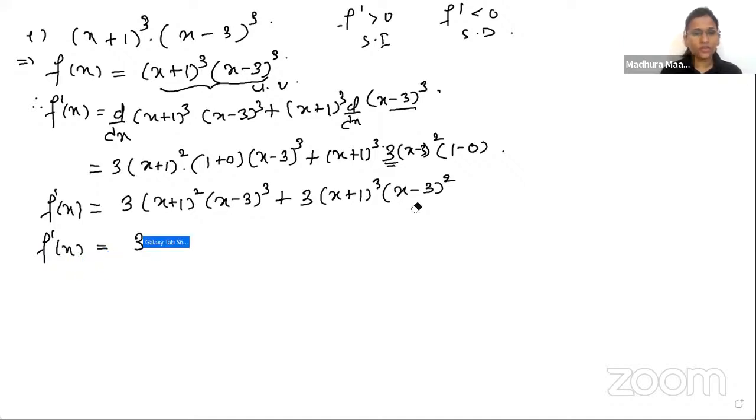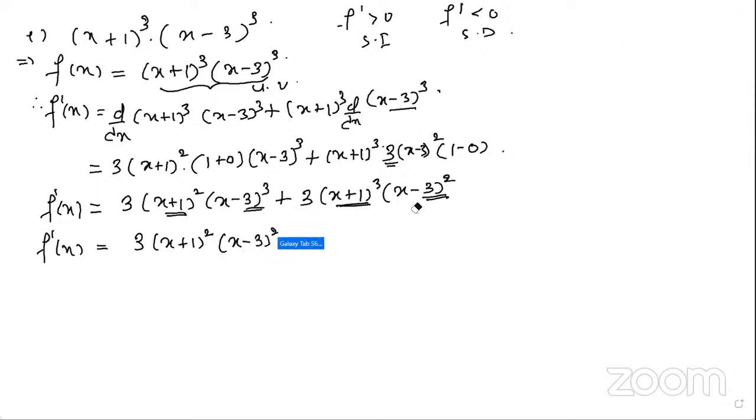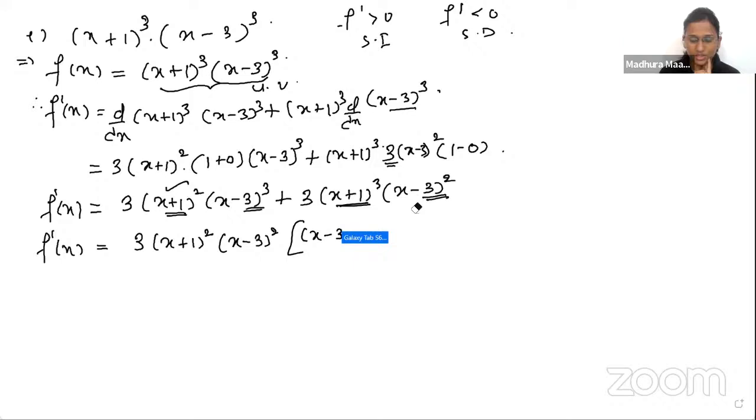Can I take 3 common from all the terms here? Yes, ma'am. Okay, 3 common can be taken. Tell me, x plus 1 is common how many times in both the terms? Yes, ma'am, 2 times it is common. Okay, so this is common 2 times. And x minus 3 is common how many times? 2 times. Okay, so this is x minus 3, 2 times. So these 2 times you have taken out. What is remaining here? x minus 3 is remaining.